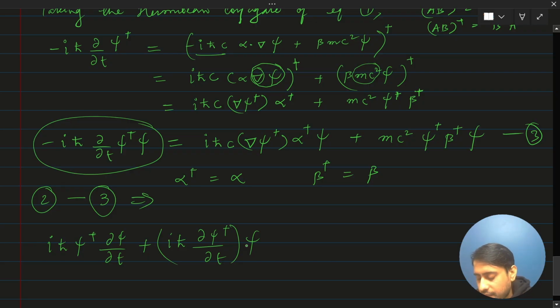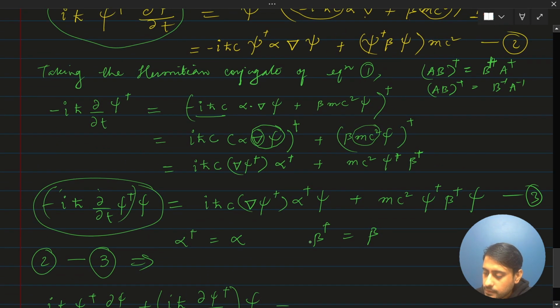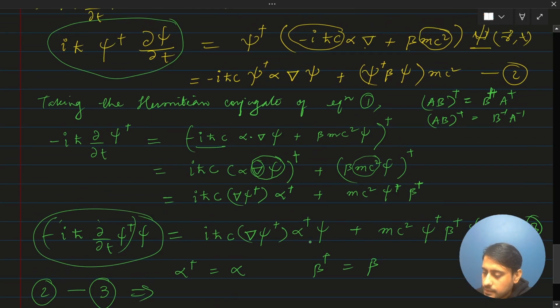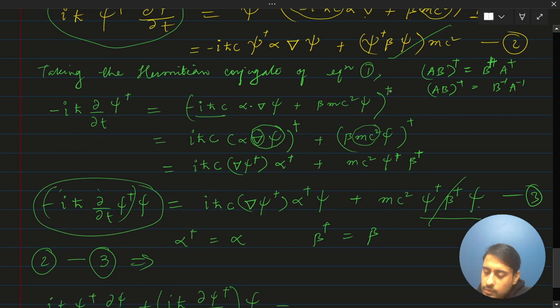Okay, so this should be written separately as this. This is the left hand side, and in the right hand side you can check what is there. These two terms, ψ† β ψ, and mc², will cancel out when you subtract, so no need to write. We only have to worry about this term.